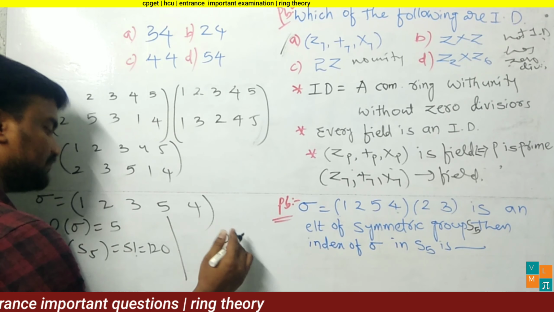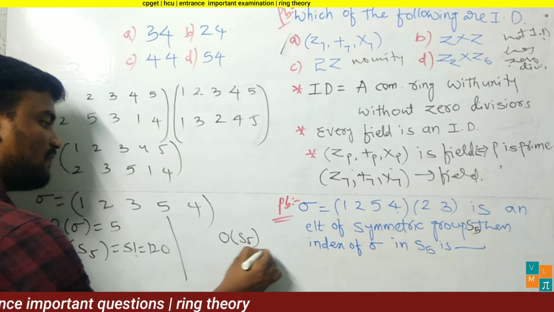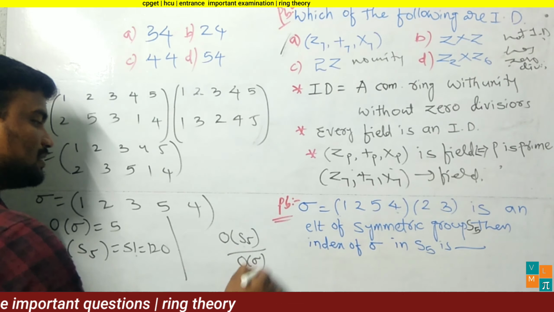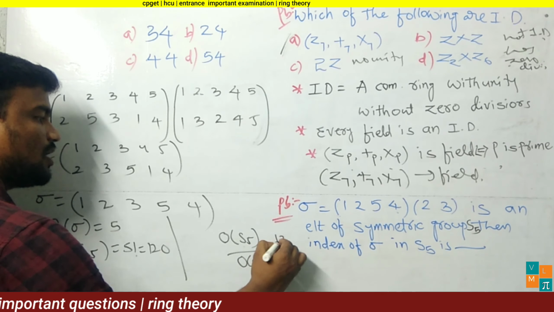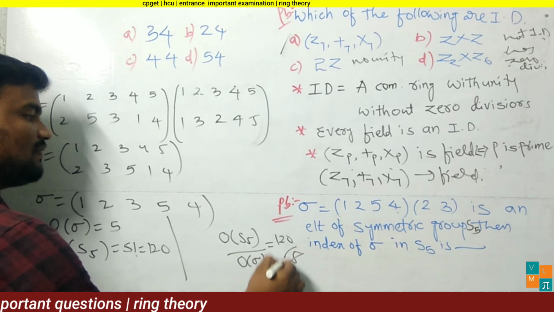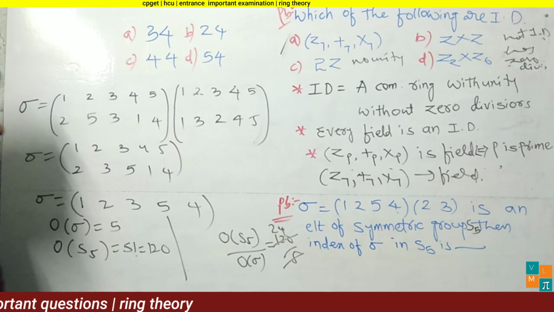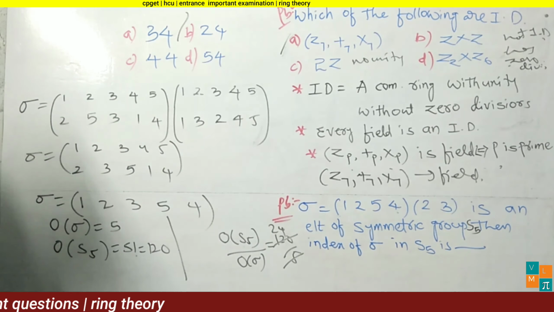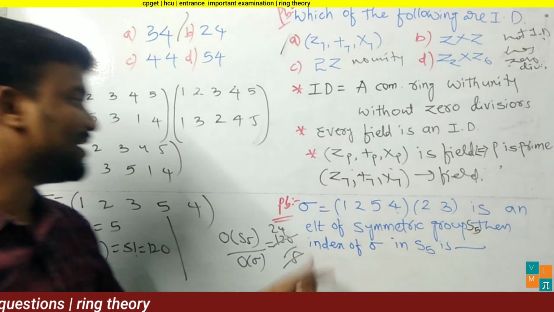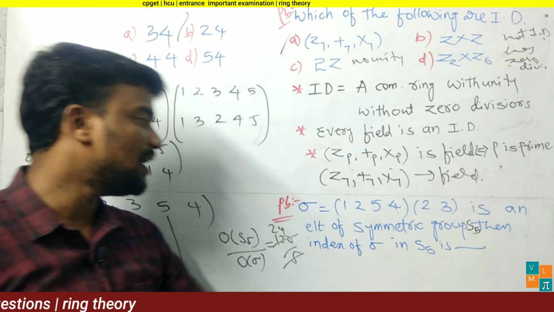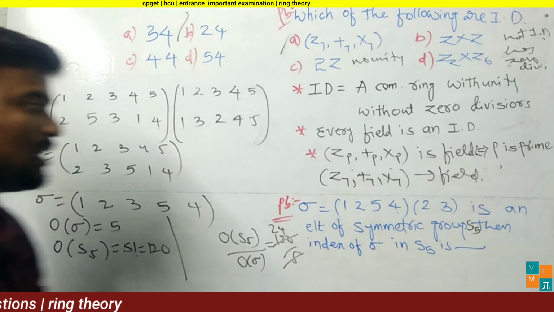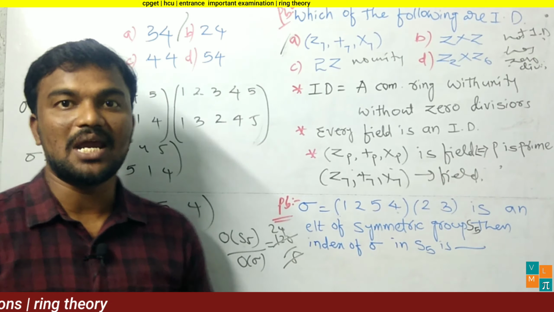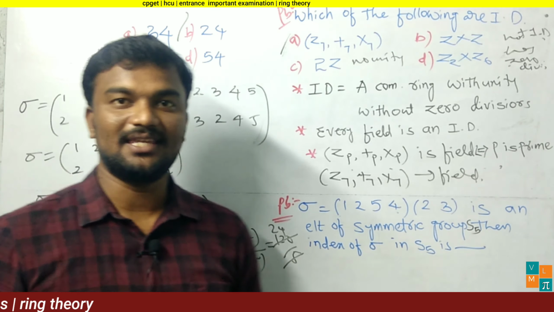To find the index of sigma in S5, what do we write? The order of S5 divided by the order of sigma, which equals 120 divided by 5. We cancel the values. What do we get here? 24. Option B is the solution of this problem. That is the index of sigma in the symmetric group S5. In the next video, we will discuss some more important problems of ring theory. Thank you.